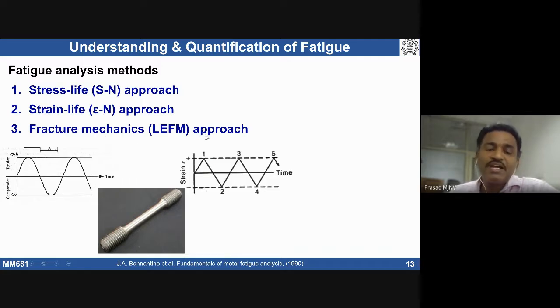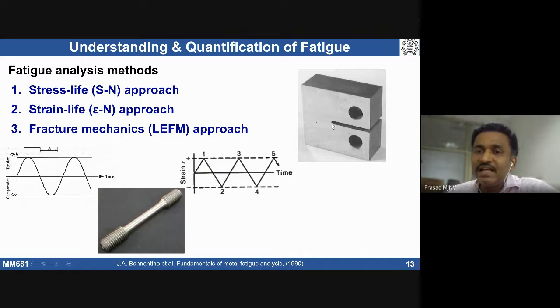In the fracture mechanics approach, people usually take a compact tension specimen, a CT specimen, which already has a crack formed, and we see how the crack is propagating. The resistance to crack propagation is established under cyclic loading conditions using a fracture mechanics approach. Any doubts here? Are there any doubts?